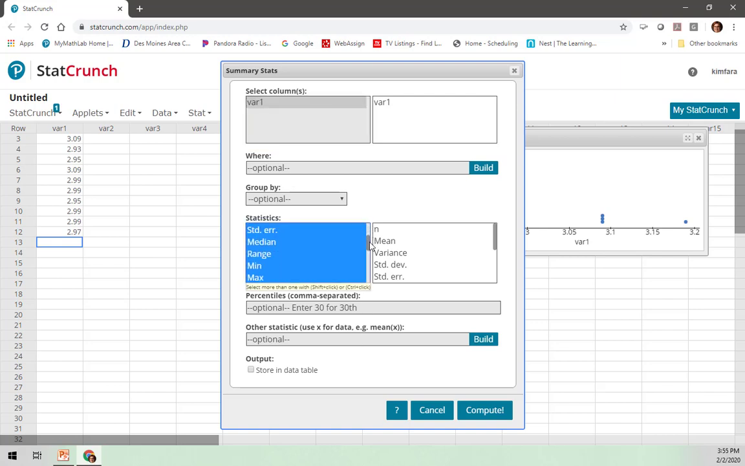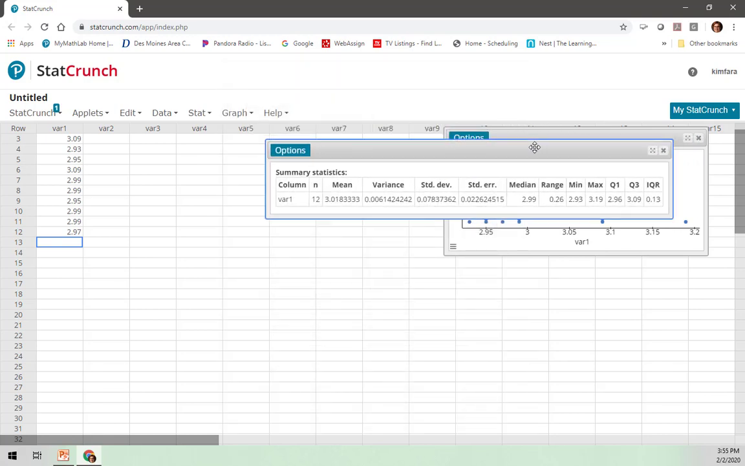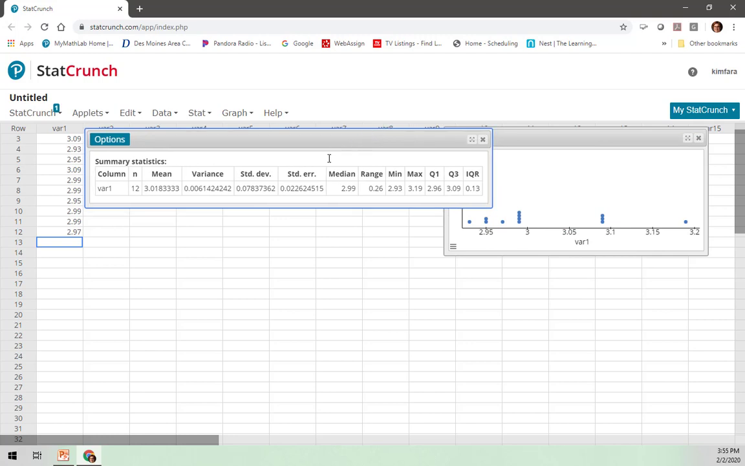We can do our stat, summary statistics, columns, variable 1. Let's go ahead and add interquartile range in there. When you don't want the sum in there, you use Control and click, and you just get interquartile range. And there is my median, my minimum, my maximum, quartile 1, quartile 3, and interquartile range.